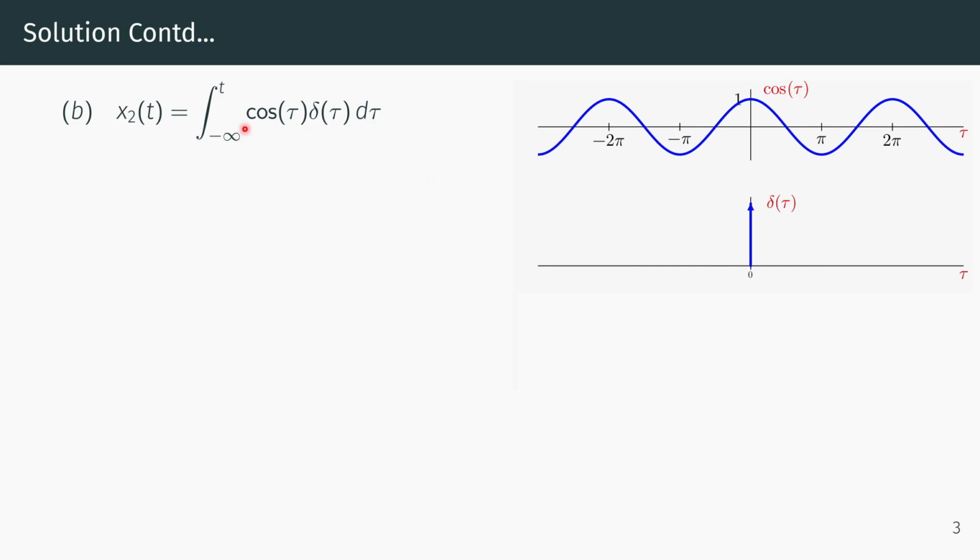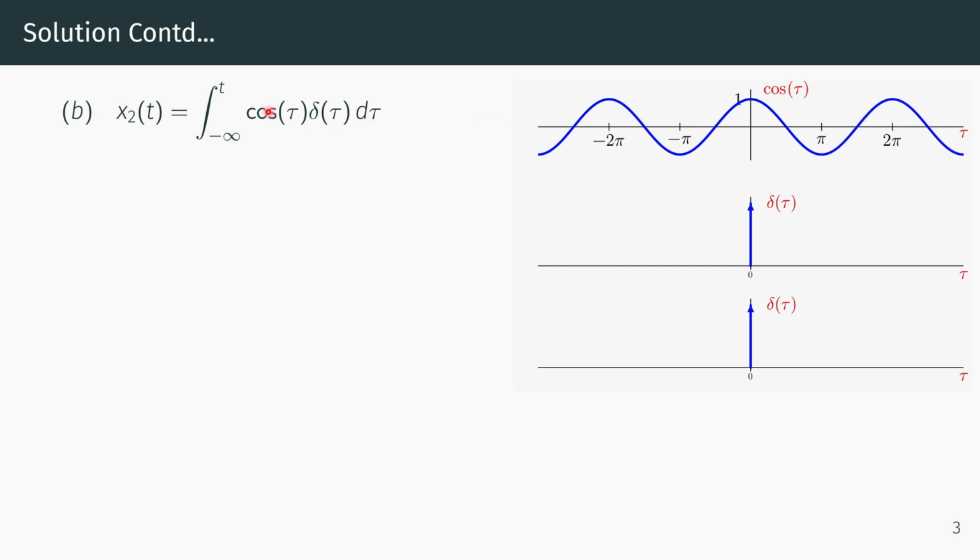So what is it that we have to do? We have to multiply cos tau with delta of tau, and because delta of tau exists only at the origin, the product also would be equivalent to delta of tau. Why? At tau equal to 0, cos tau is equal to 1, and hence there won't be any change in the strength of the Dirac delta function.